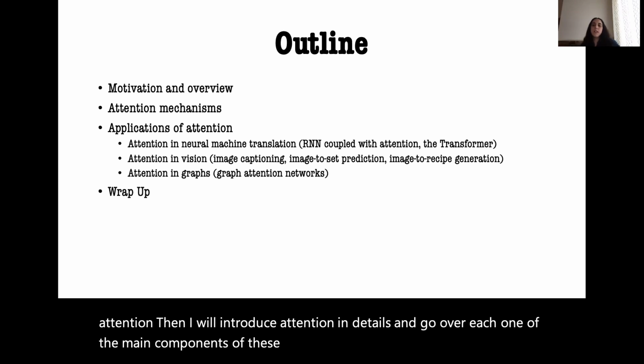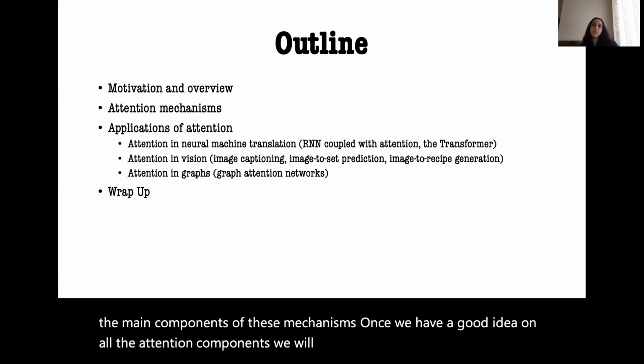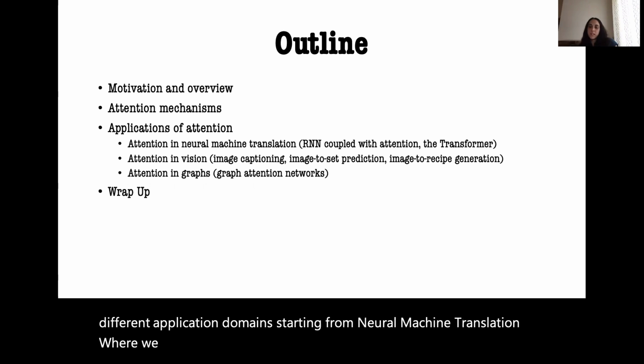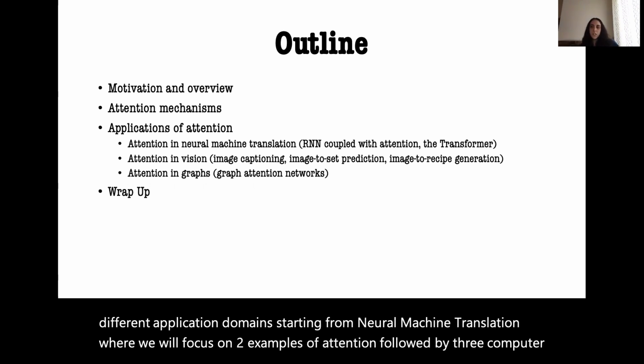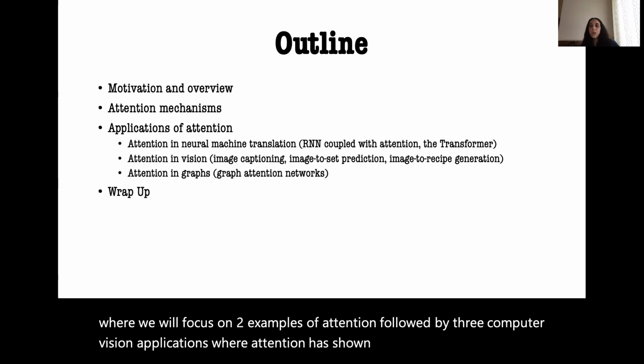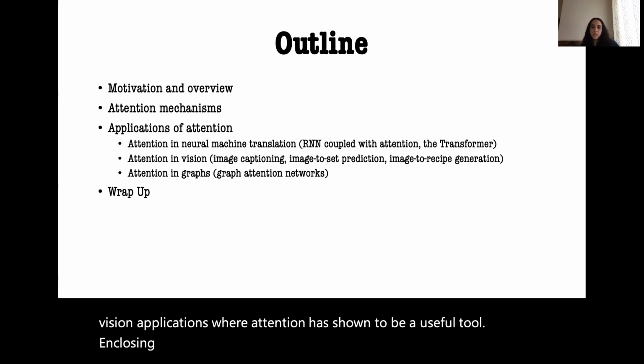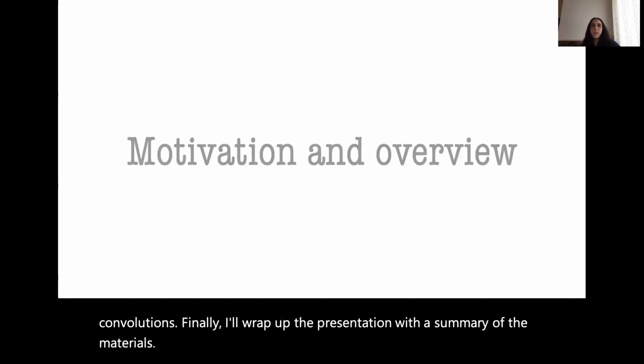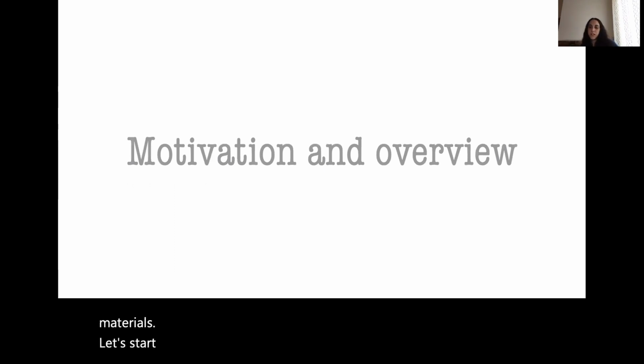Once we have a good idea on all the attention components, we will see instantiations of those on different application domains, starting from neural machine translation, where we will focus on 2 examples of attention, followed by 3 computer vision applications where attention has shown to be a useful tool, and closing with attentions in graph structured data as a way to emulate convolutions. Finally, I'll wrap up the presentation with a summary of the materials. Let's start with the motivation and overview.